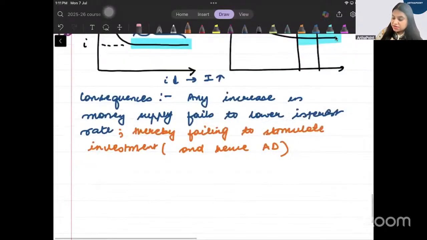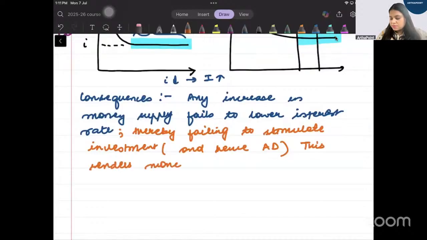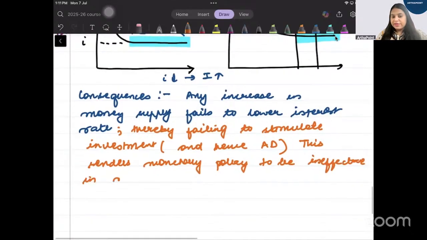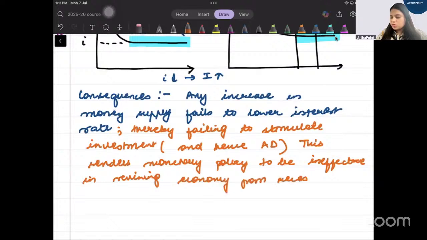So this renders monetary policy to be ineffective in reviving economy from recession. Hence, monetary policy becomes ineffective.